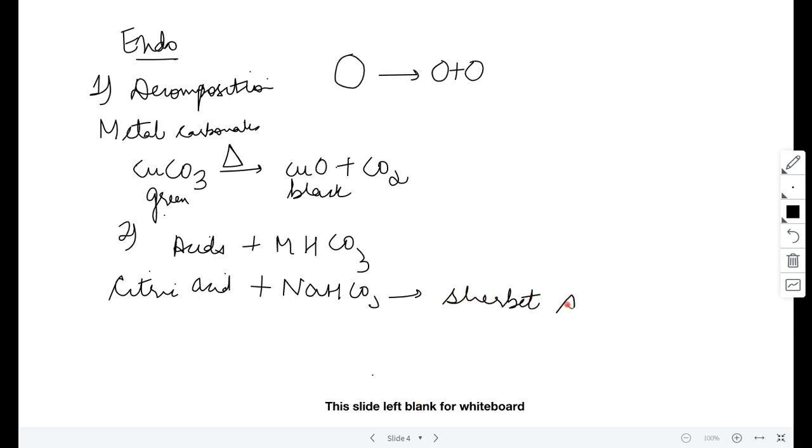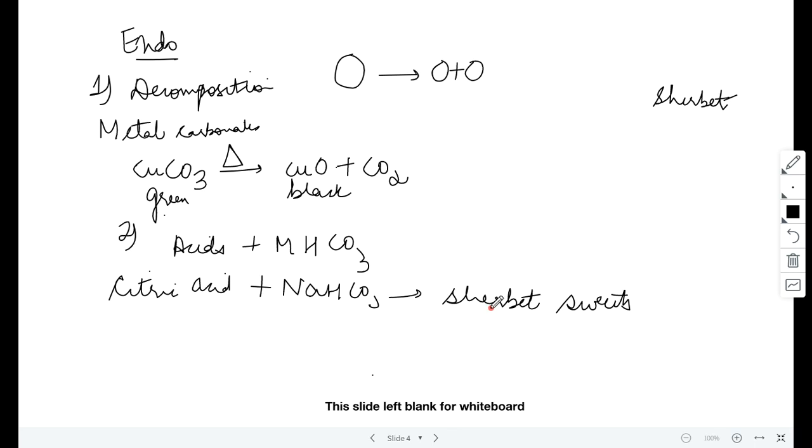sherbet sweets, what is sherbet sweets? Can you tell me? Sorry, what are sherbet sweets? They kind of produce a popping sound, if you remember. Yeah, yeah. Okay. So now if you put these acid and the metal hydrogen carbonate in the sweets, they are going to react in the mouth, and this is also an endothermic reaction.